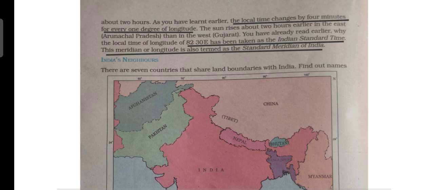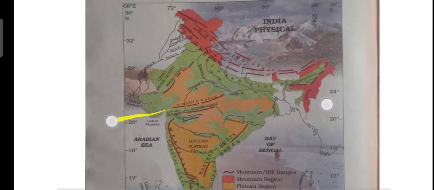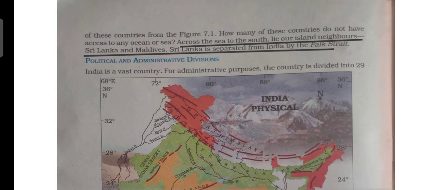Now next children, we are going to read about India's neighbors. There are 7 countries that share land boundaries with India. Find out the names of these countries from figure 7.1. How many of these countries do not have access to any sea or ocean? Across the sea to the south lie our island neighbors Sri Lanka and Maldives.